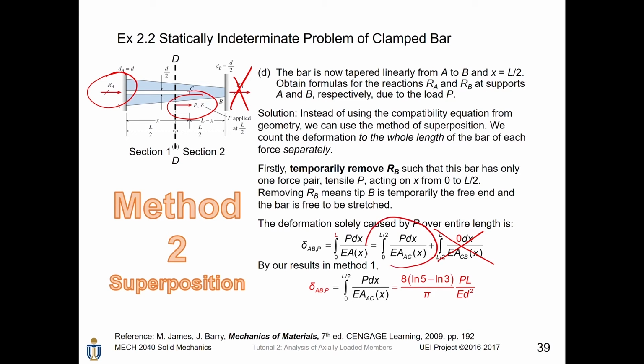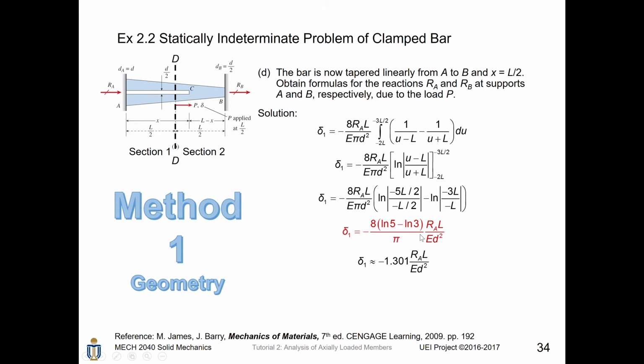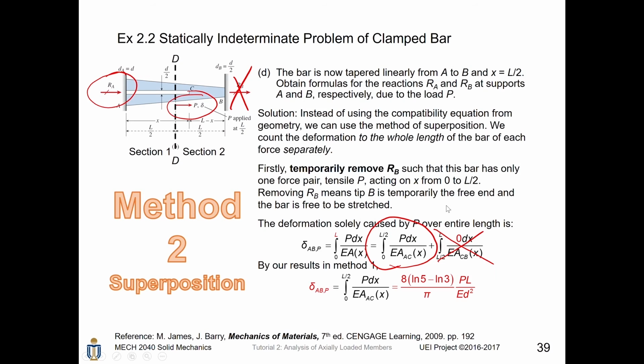Solely considering this integral, we can obtain our results from our previous method. Previously, when we were looking for the delta for section 1, we got this result. Now, we just replace the compressive RA with the tensile P. That is 8 natural log 5 minus natural log 3 divided by pi times PL divided by ED squared.